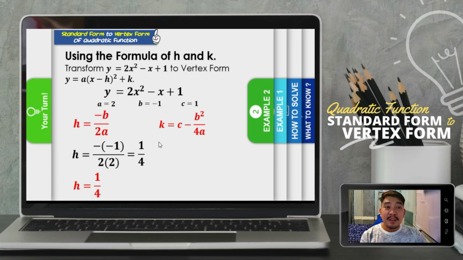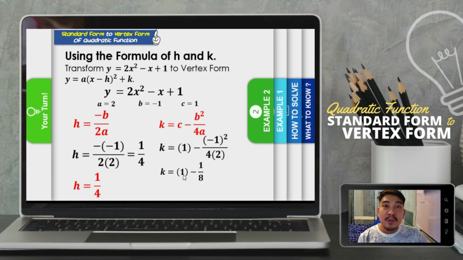Next, how about the value of k? Substituting the values of a, b, and c, c is equal to 1, so that will be 1 minus negative 1 squared, since the value of b is negative 1, over 4 times 2, since 2 is the value of a. Simplifying, we have k is equal to 1 minus 1/8. How are we going to subtract a whole number and a fraction? What we will do is to cross multiply. So 8 times 1. The answer is 8 minus 1.